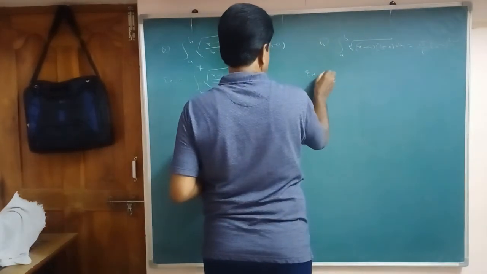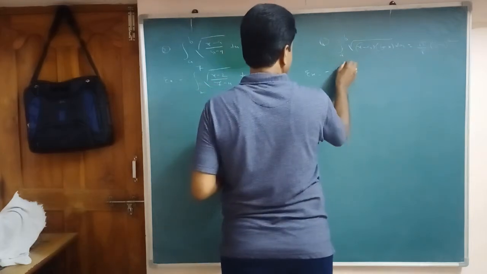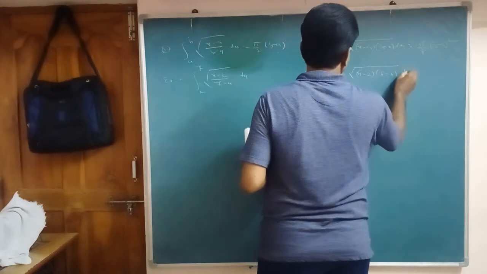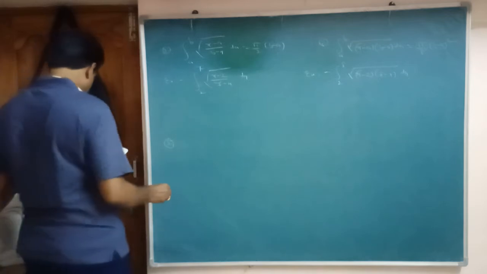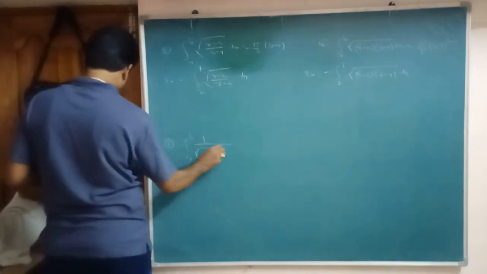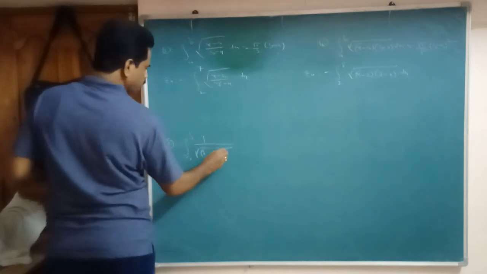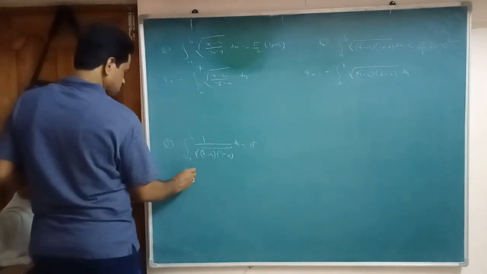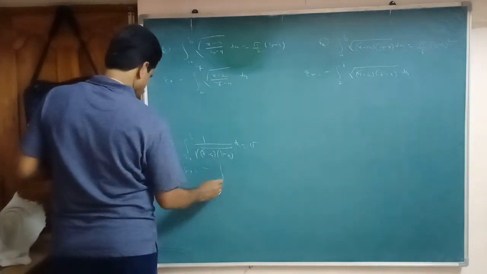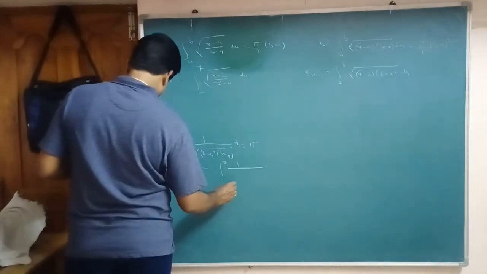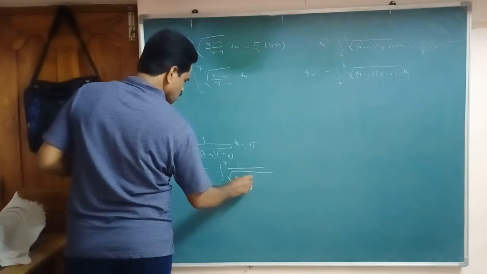Example, integral 2 to 8 root of x minus 2 into 8 minus x dx. Next, fifth one, integral a to b 1 by root of x minus a into b minus x dx, it is pi. For example, integral 3 to 7 of 1 by root of x minus 3 into 7 minus x.